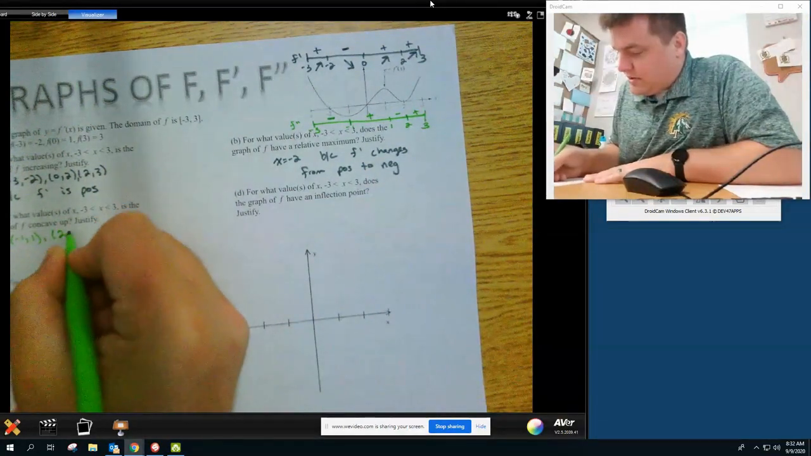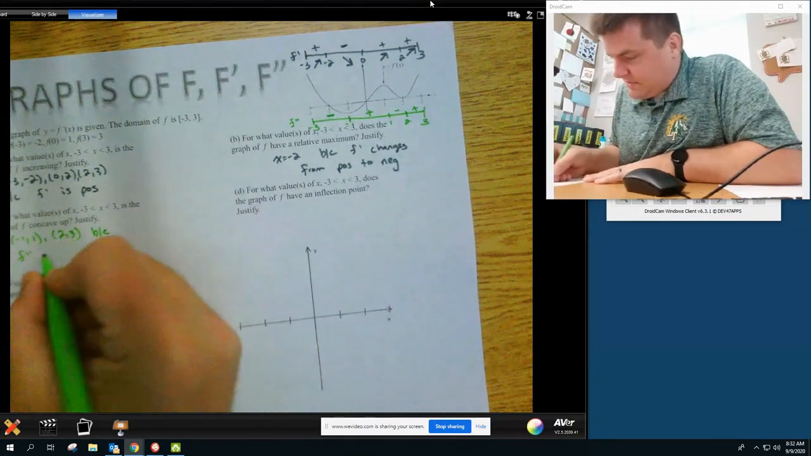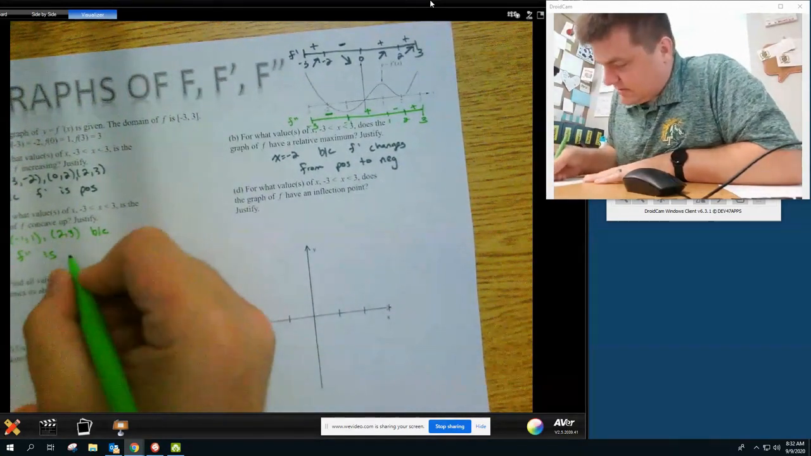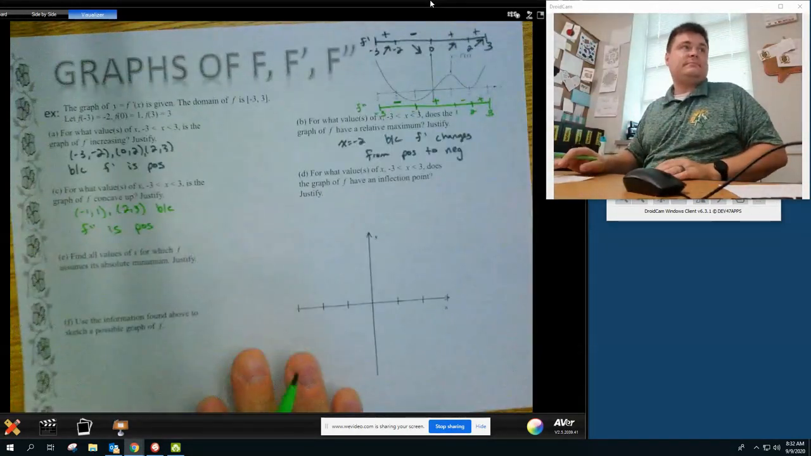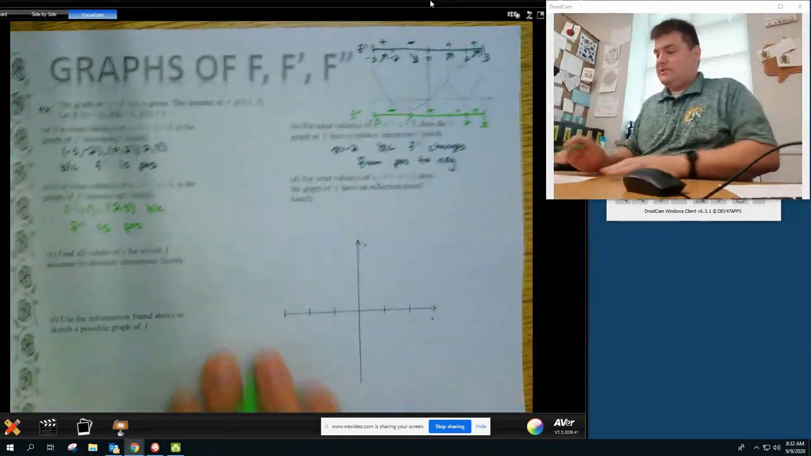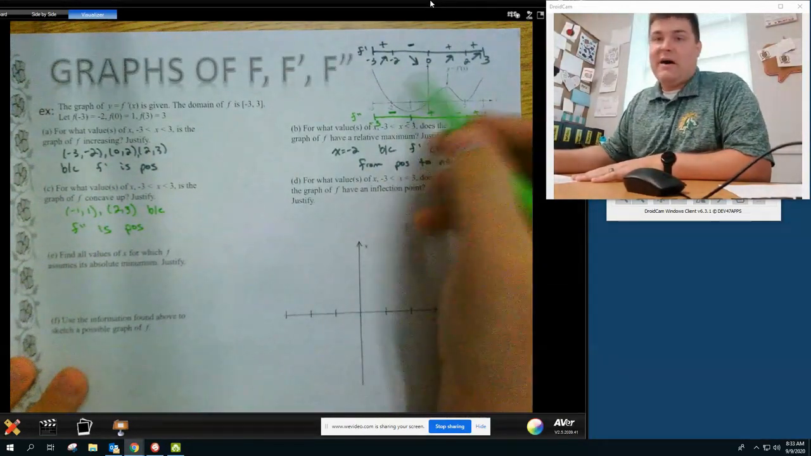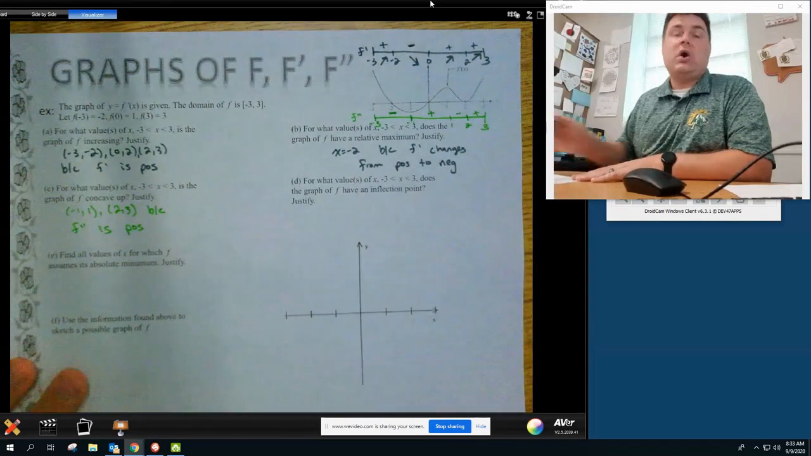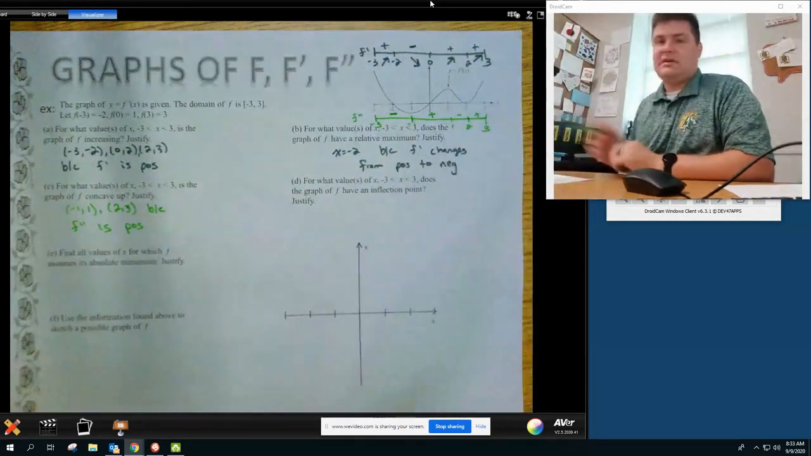And 2 to 3. Why? Because f double prime is positive. And that's all you need to say. Okay? So again, we're looking at concavity, second derivative. Looking at the second derivative of a graph that already gives us the first derivative. All we're doing is seeing increasing, decreasing off that. Okay?